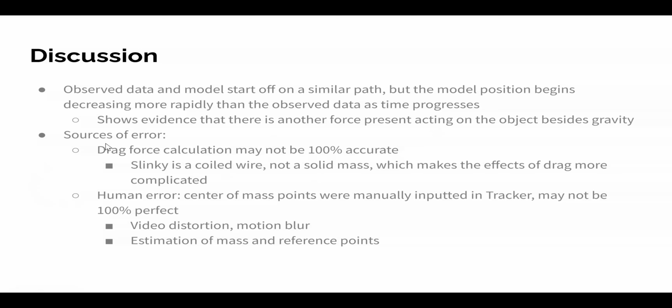And so some sources of error, again, drag force calculation may not be 100% accurate, and this is probably because the Slinky is more of a coil wire than a solid mass, which makes the effects of drag a little more complicated to model, I guess. And also there's human error. I manually inputted the points of mass in Tracker, so they might not be 100% perfect, especially since the video was kind of blurry. And also I had to estimate the mass of the Slinky and the reference points in my Tracker model because I didn't have any of that information when I was analyzing the video.